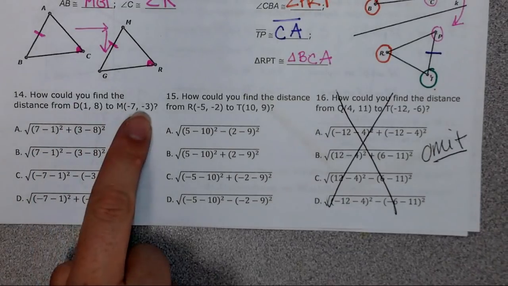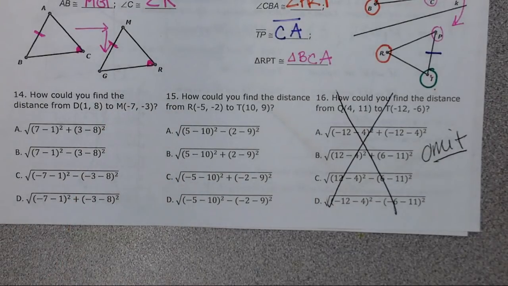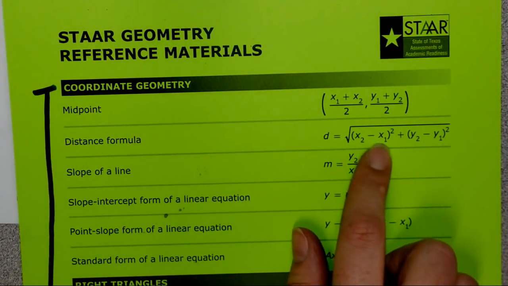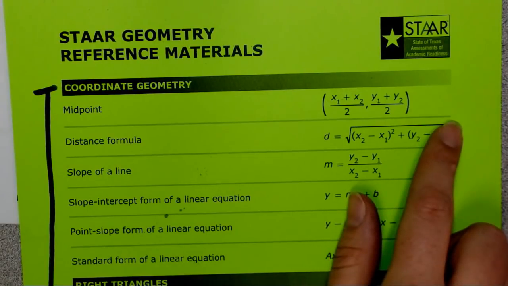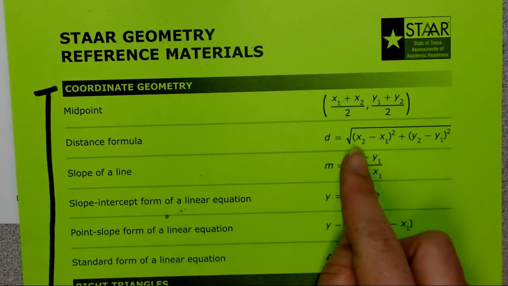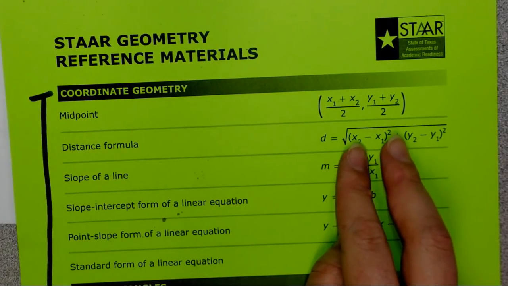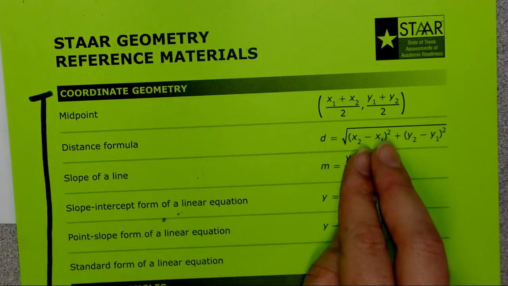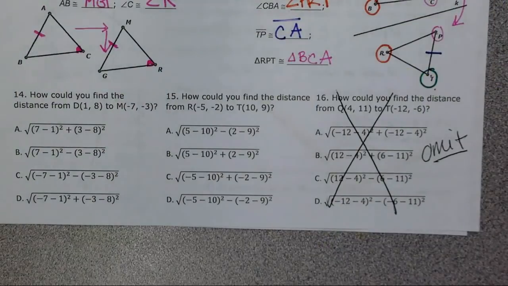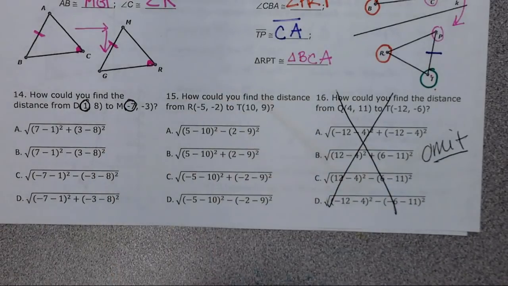All right, so 14, how would you find the distance between D at 1, 8 and M at -7, -3? So on your green chart, you have the distance formula. It's x2 minus x1 squared plus y2 minus y1 squared, and take the square root. Okay. So you don't really have to worry too much about x2 and x1. All that's really important is that your x's need to be in the parentheses together and subtracted, and your y's need to be in the parentheses together and subtracted. So we have our x's are 1 and -7.